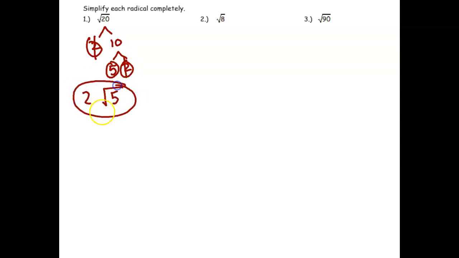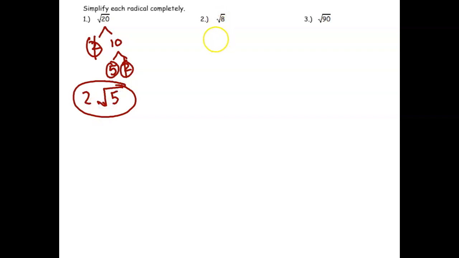Okay, so why don't you guys try 1, 2, and 3? You can pause the video and then you can try it yourself. Okay, but I'll go ahead and do them. I've got 2 and 10 and 5 and 2. I'm going to circle my primes. Okay, my pairs, I've got a pair of 2s, so I'm going to pull that on the outside. Then on the inside, I have just a 5. So we've got 2 radical 5 as our answer.